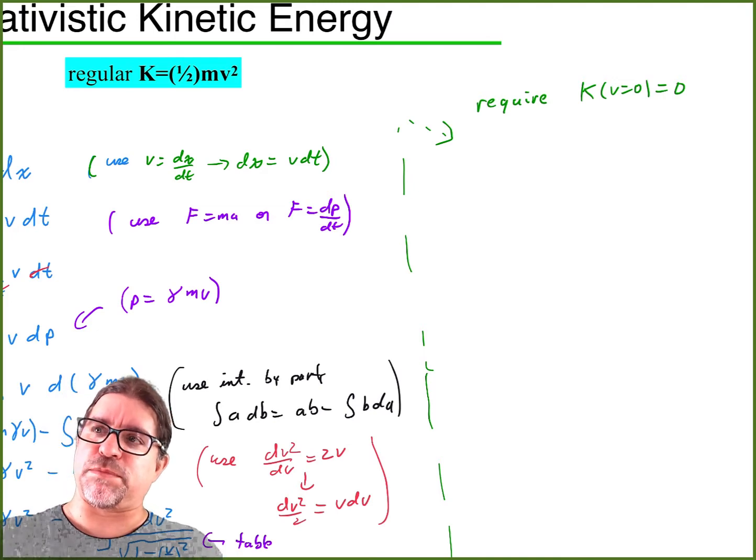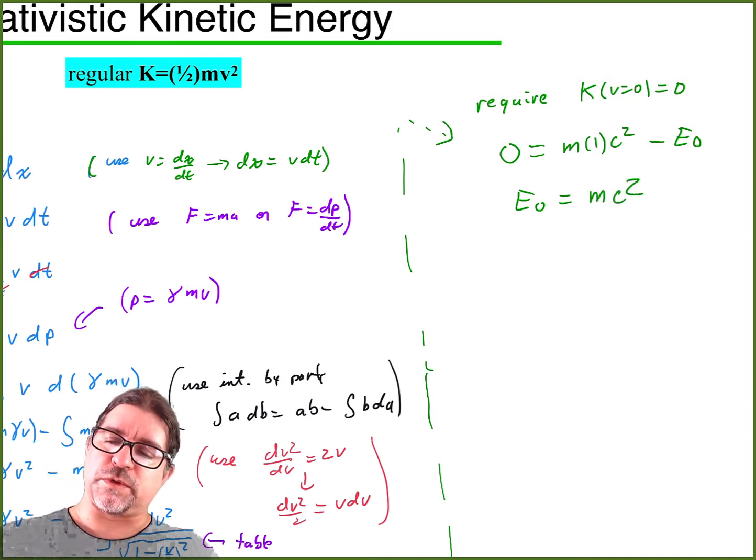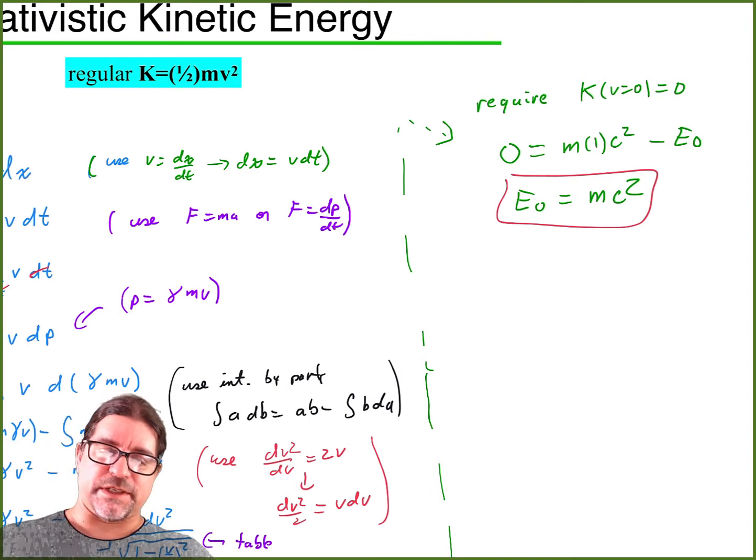So let's plug it in. We're going to say that the kinetic energy is 0 when m and gamma at v equals 0 is 1, times c squared, minus epsilon naught. So I solve that for E naught. E naught is mc squared. Ooh, that's interesting. So in order for the kinetic energy to be 0 when it's not moving, that has to be true. But what is that thing? Well, we're going to see in a second.